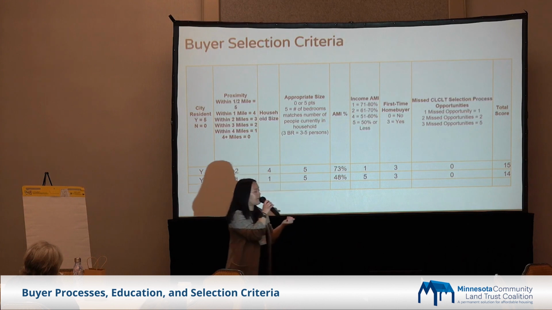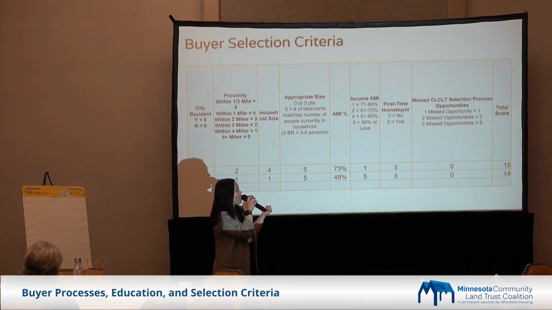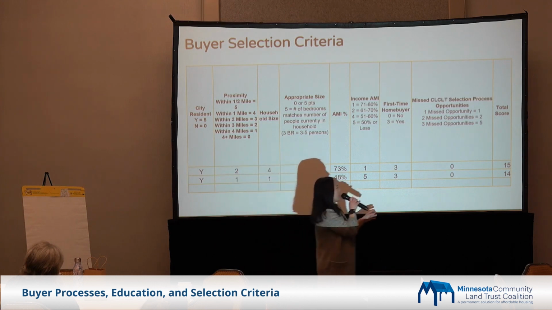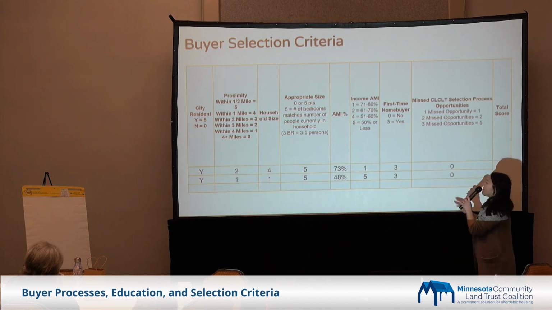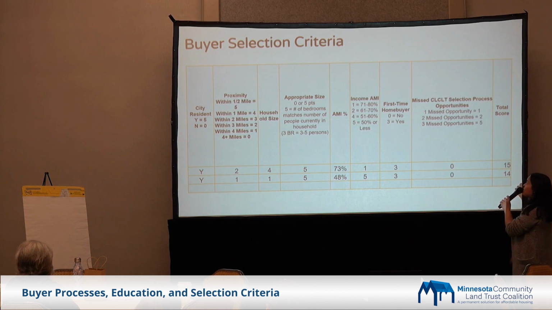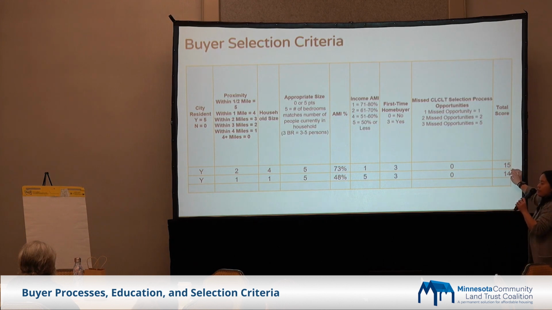And then if it's a first-time home buyer, it's an automatic 3 points. If not, then it's 0 for this one. Both were first time, so they got 3 points. None of these people had missed opportunities, so 0 points there. If you add it all up, these are their numbers. So this person had more points, so they were the selected person for that house.